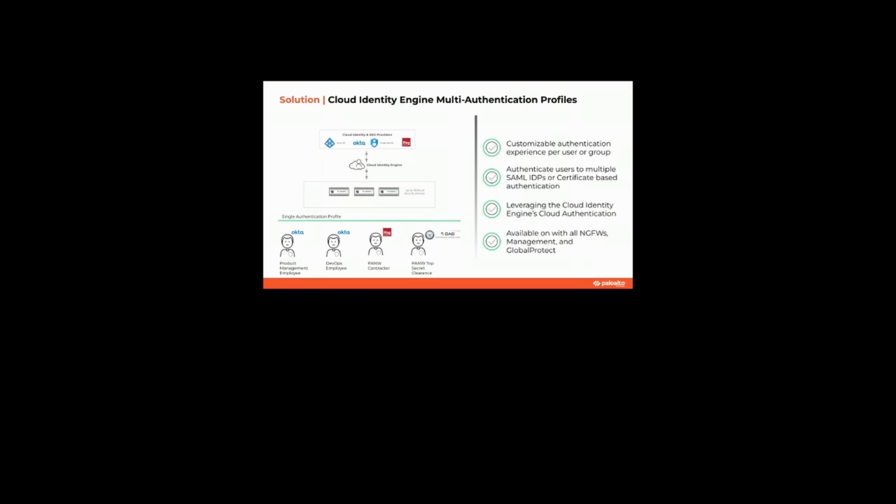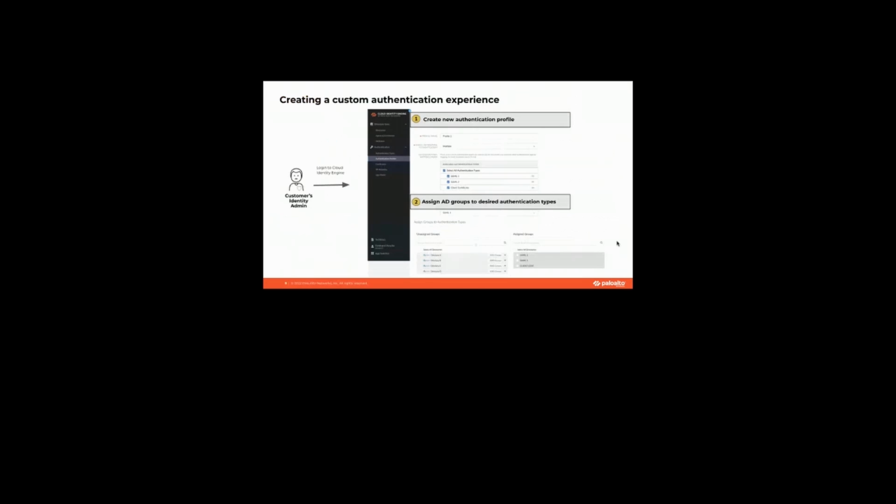And so the reason we're able to do this is by leveraging the Cloud Identity Engine's cloud authentication service. And this is available today on Next-Gen Firewalls Management and Global Protect as well. How do you do it? It's actually as simple as this. You create your new authentication profile, and then you assign the different groups that you desire.